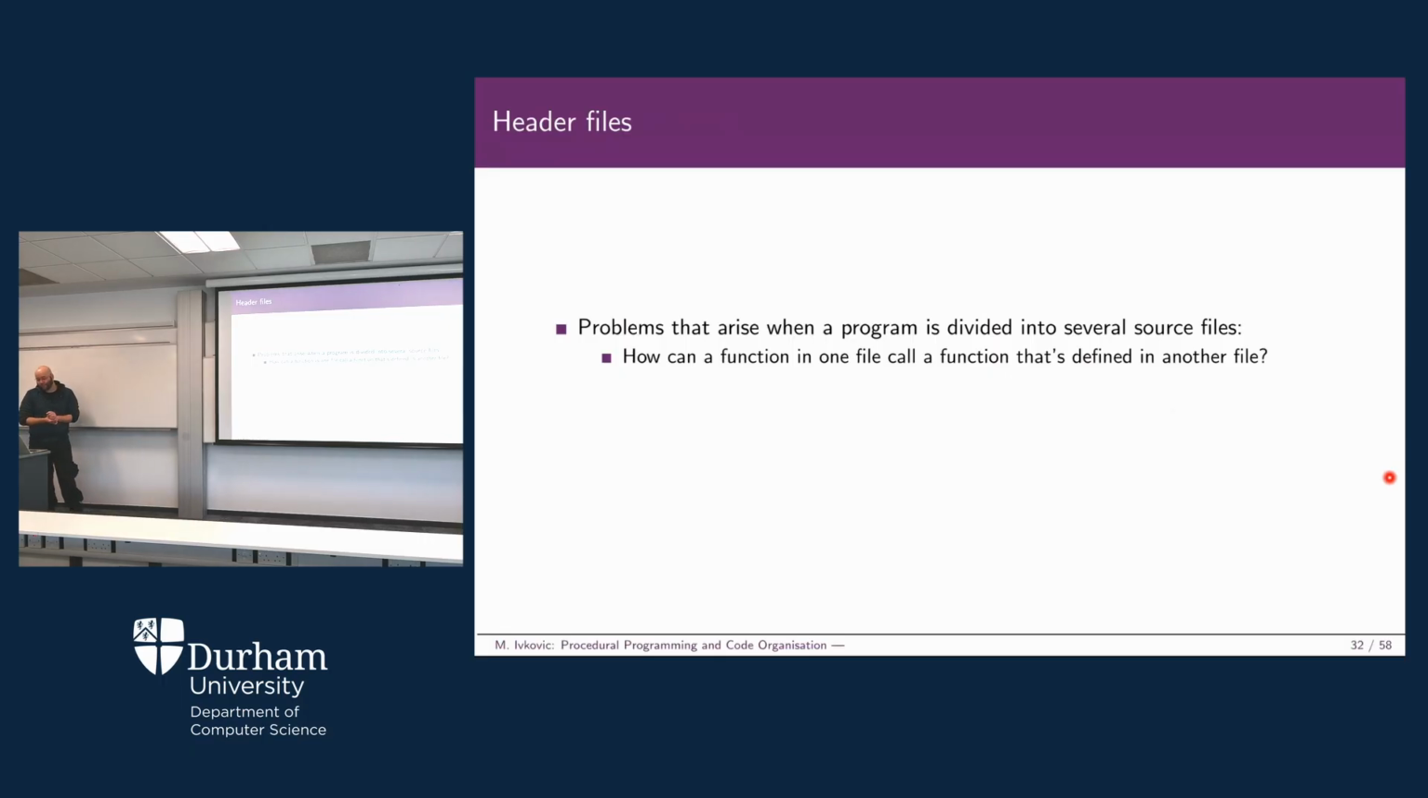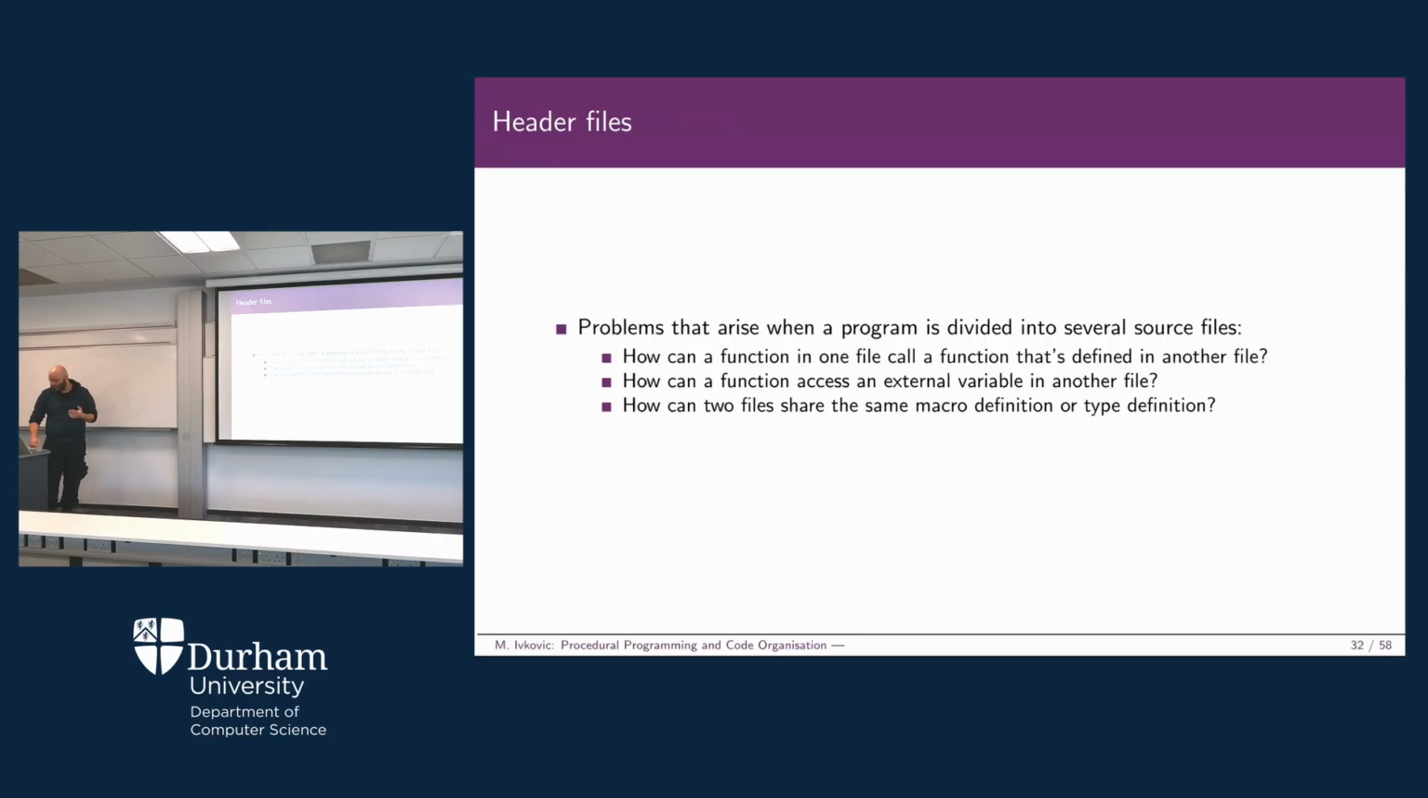Well, how can we call a function in one file that's defined in a different file? Or how can some function access some variable which is actually defined and stored in a different file? How do we do that? How can two files share, let's say, the same macro definition or the same type definition, or use the same functions from a third file? Because that's stuff we want to do, right?